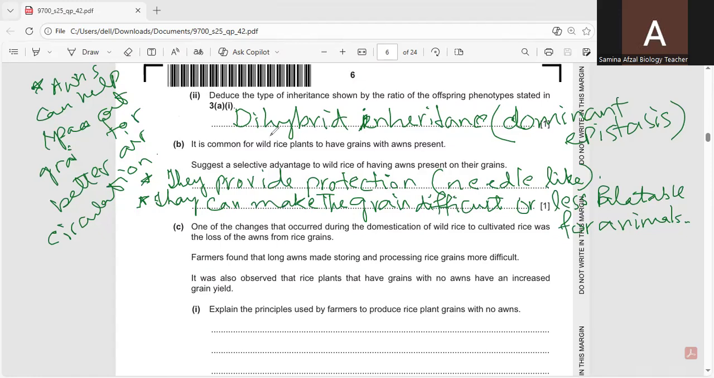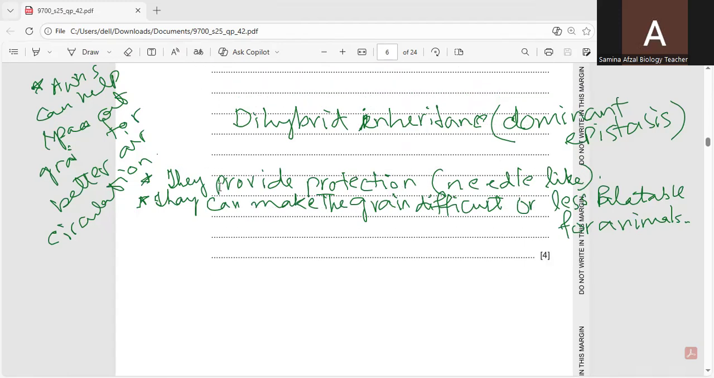Now, the next is: One of the changes that occurred during the domestication of wild rice to cultivated rice was the loss of the awns from rice grains. Farmers found the long awns made storing and processing rice grains more difficult. It was also observed that rice plants that have grains with no awns have an increased grain yield. Explain the principles used by farmers to produce the rice grains with no awns.